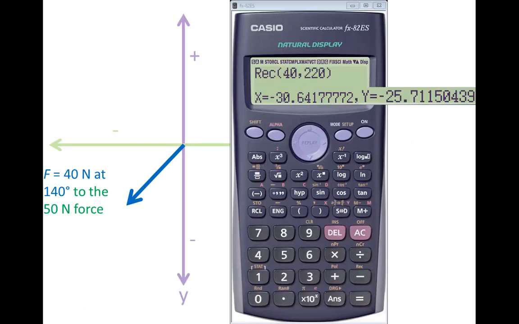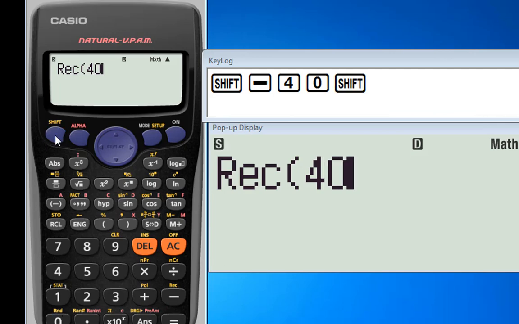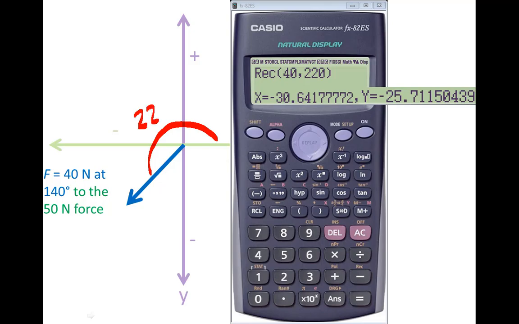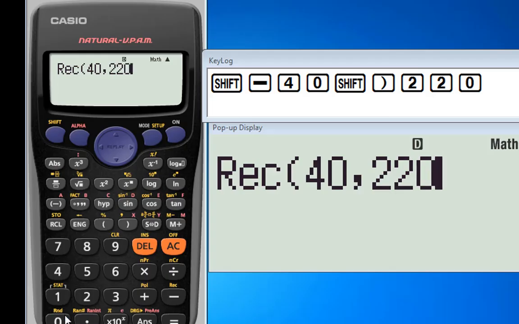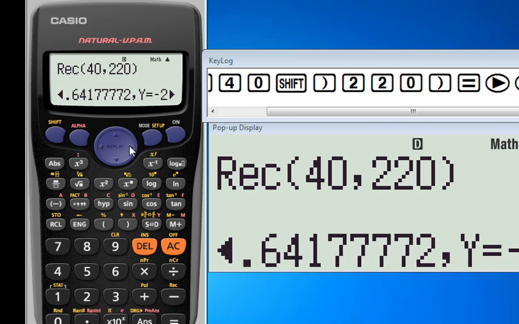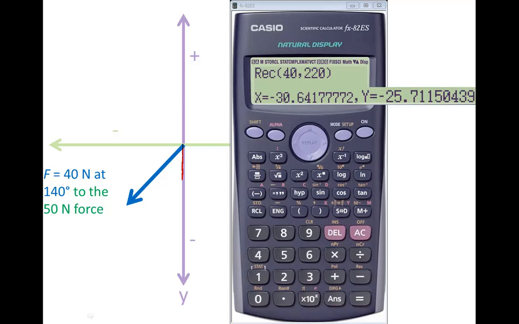So we put this into our calculator. Rectangular component of 40 at an angle of 220. Remember, this angle here is 220 degrees, and that's the angle we put into the calculator, equals. That gives us an x component of negative 30,64. As we thought, the x component must be negative because it points to the left, and a y component of negative 25,71. As we thought, it must be negative since it points downward.